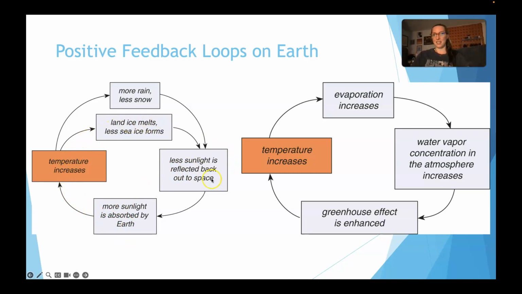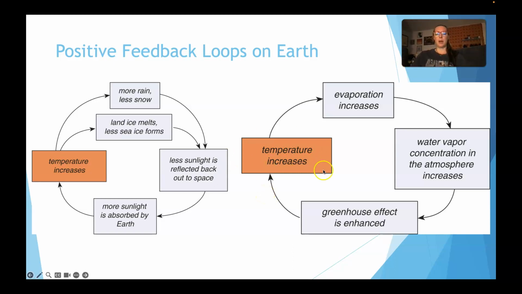Land ice melts. Less light is reflected back. More sun is absorbed by the Earth. Temperature increases. Land ice melts. Less is reflected back to space. More is absorbed by the Earth. And so on. It's kind of like a domino effect or a snowball effect in a way.